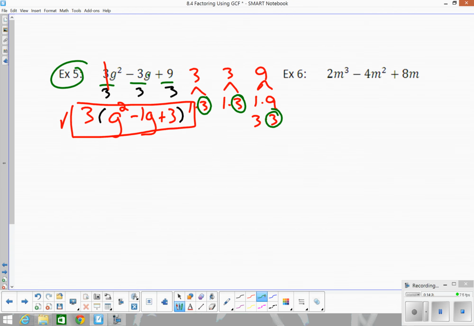Those are my hints for today's lesson, and example 6 is a money problem. Good luck, and I'll see you next time.